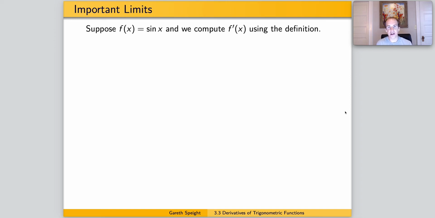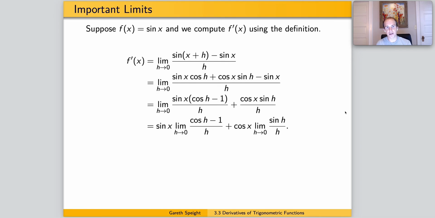So suppose we were to try to work out the derivative using the definition. So f of x is sine x. What do we have to do? f of x plus h minus f of x, divided by h, take the limit. So here we get sine of x plus h minus sine x, divided by h. And then on the next line, I use the sine addition formula to expand this. So remember, sine of a plus b is sine a times cosine b plus cosine a times sine b.